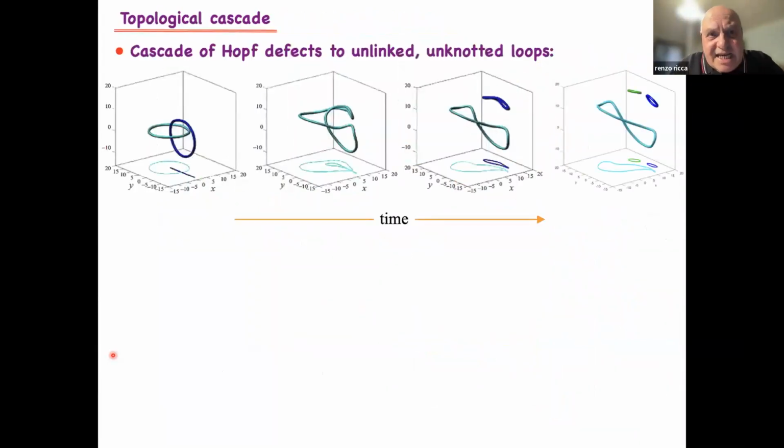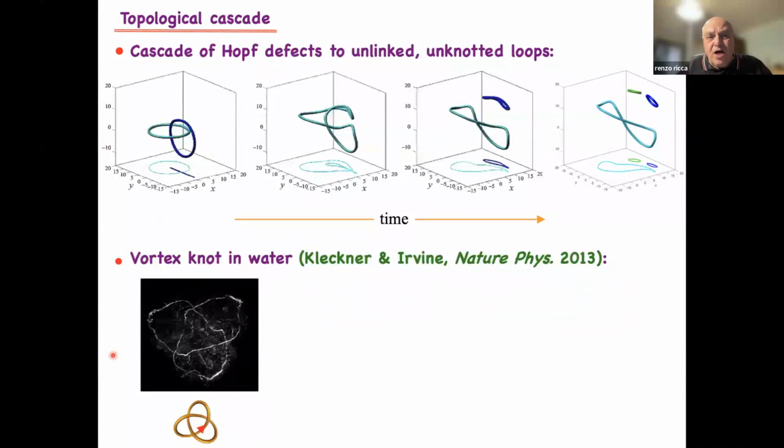So far we saw the cascade of Hopf defects to unlinked, unknotted loops. And well, many of you will probably know the work of William Irvine and Kleckner in 2013, the production of a vortex knot in water, a remarkable result. You see here a snapshot of their movie, and at the bottom here you see the characterization in topology of these configurations. So that is a trefoil knot. So remember, topology does not care about geometric details.